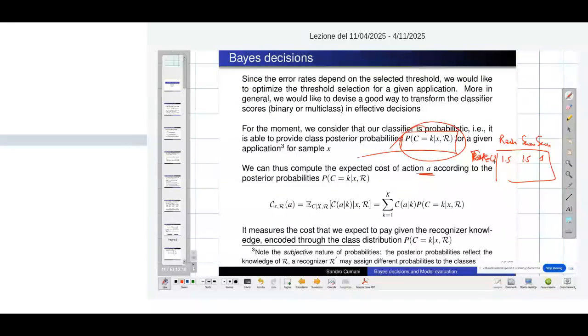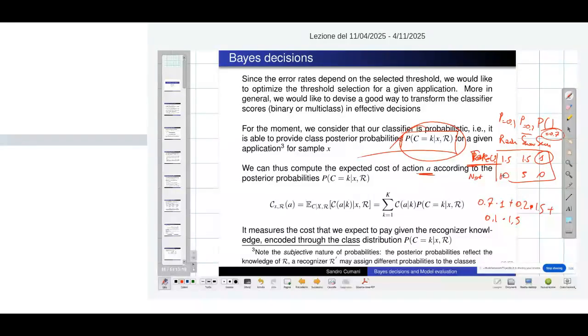To take the umbrella action, if the probability of sun is 0.7, the probability of snow is 0.2, and the probability of rain is 0.1, I expect that with a probability 0.7, if I take the umbrella, I will pay a cost 1. Then with a probability 0.2, I will pay a cost 1.5, and with a probability 0.1, I will pay a cost 1.5.